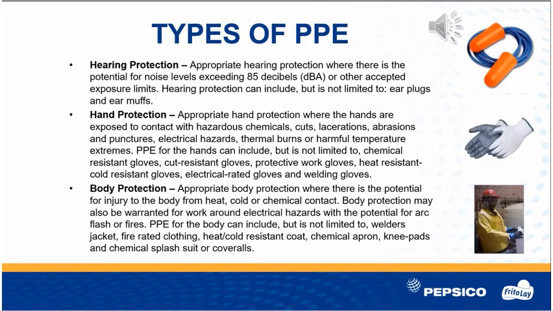Hearing protection. Appropriate hearing protection where there is a potential for noise levels exceeding 85 decibels or other accepted exposure limits. Hearing protection can include, but is not limited to, earplugs and earmuffs.